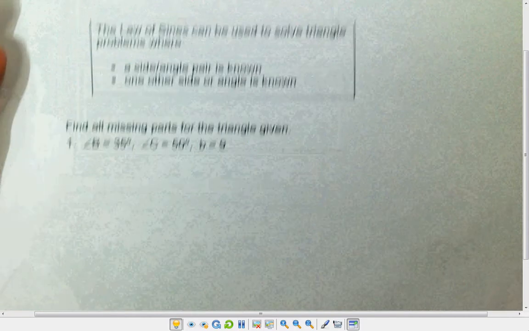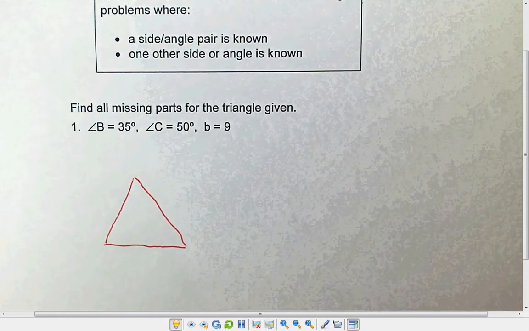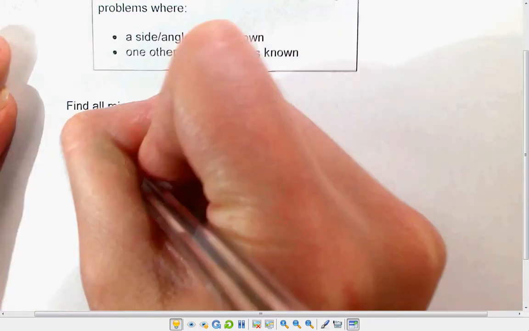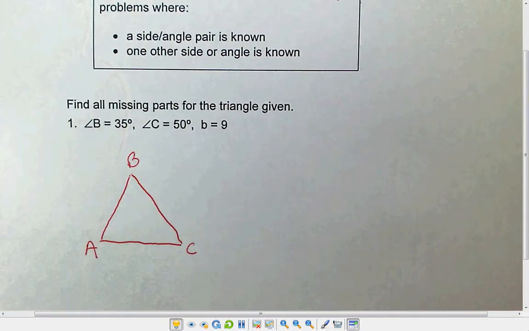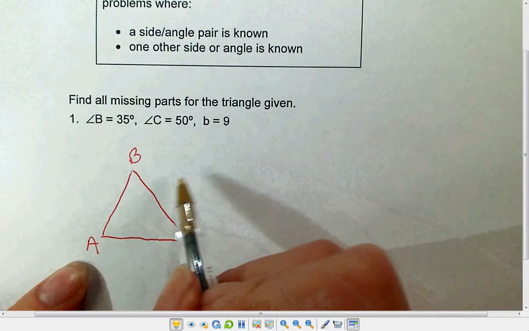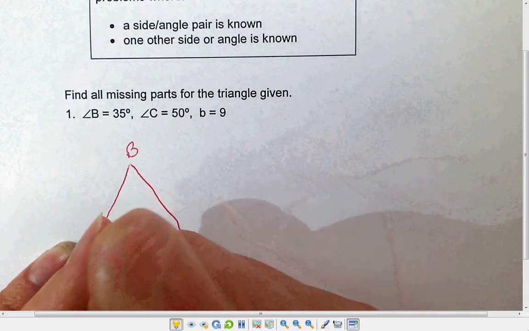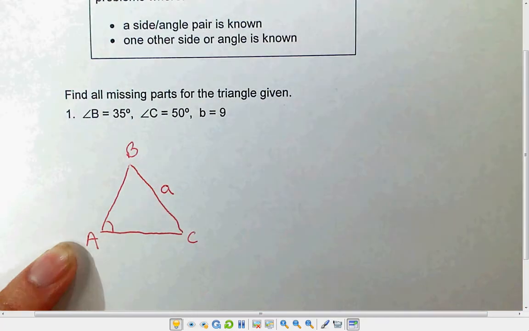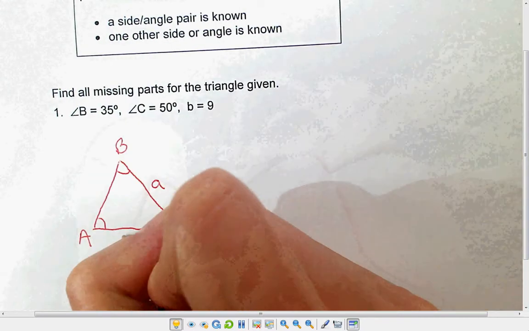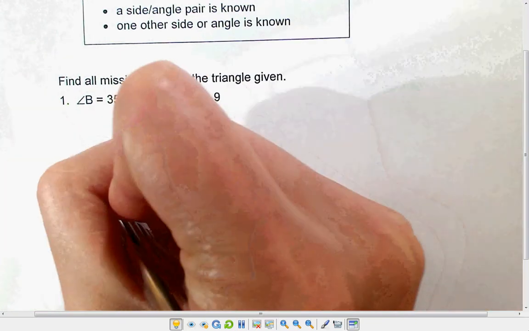So for number 1, let's first start off by drawing our triangle. So it doesn't have to be to scale. And let's label it. So the capital letters are going to be my angles, and then the sides are going to be the lowercase. So each side that corresponds with the angle is going to be the one across from it. So if this is angle A, the side across from it is going to be side A. This is angle B, the side across from it is going to be side B. And this is angle C, so across from this one will be side C.